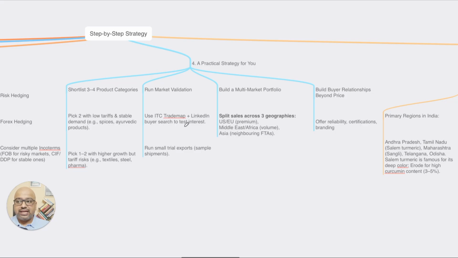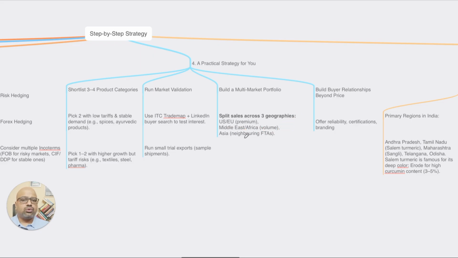So once you get that validation from the buyers and you have a PI, or someone has given you a purchase intent, or someone is showing interest and joining the meetings, then it really works. Okay. So run small trials, send some samples and see if that works. Build a multi-market portfolio. If it's premium, then look for US or European markets. If it's medium quality, volume is what you're looking at. Middle East, African markets are the game.